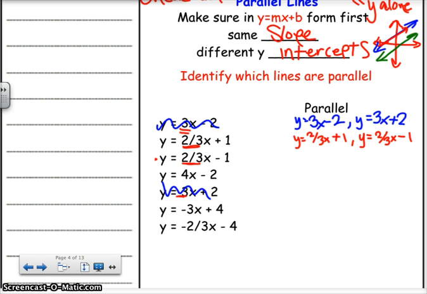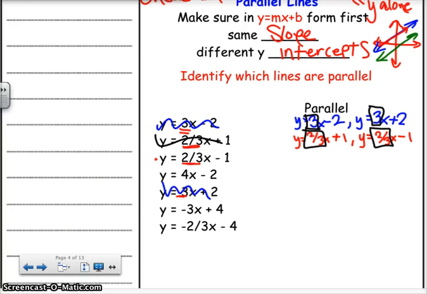And while you're just getting started with this, you might want to box off the slope because that is our main thing with parallel lines. We are focused on our slope. That's our main goal. We want to know the slope. That's why we want y alone, because y alone tells us slope.